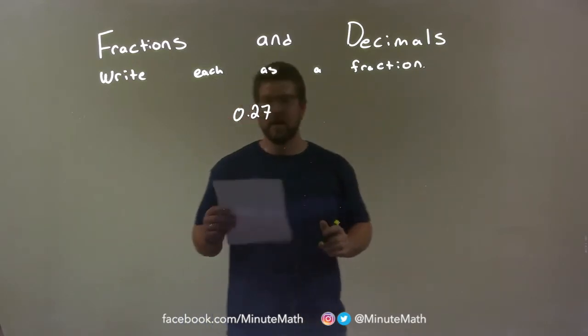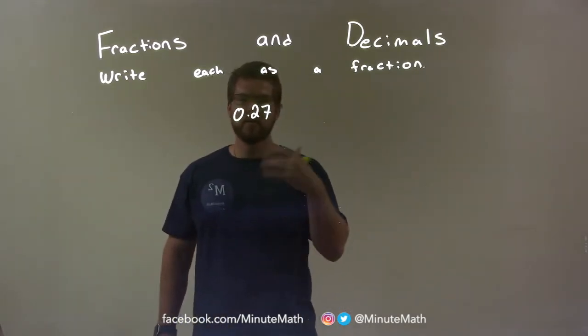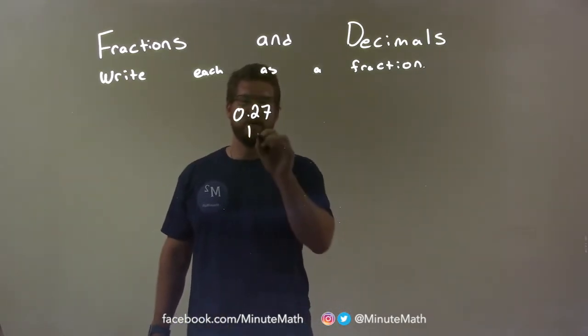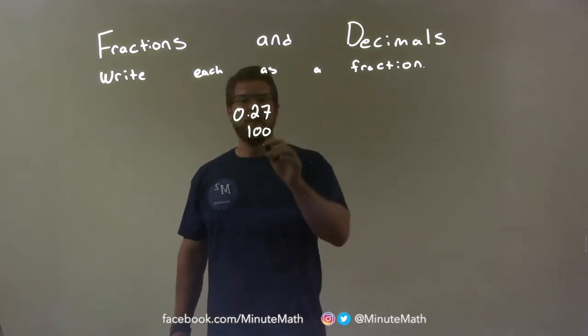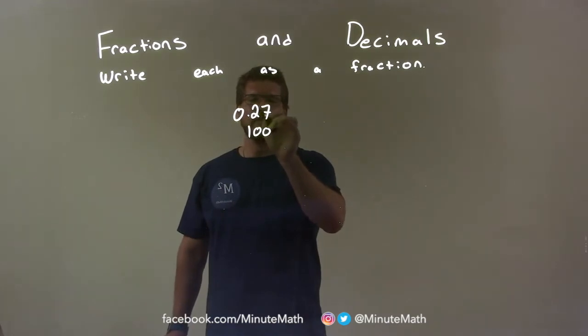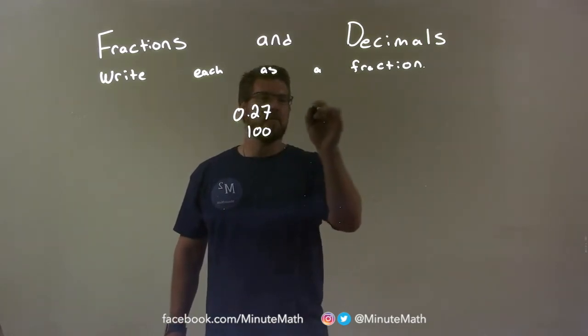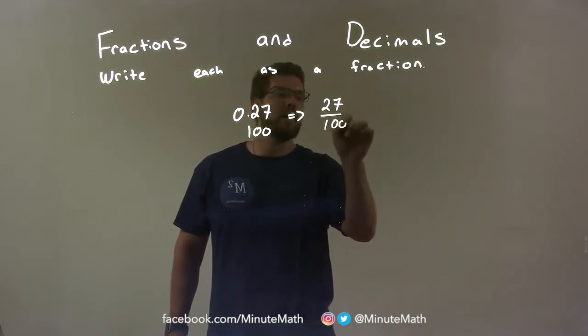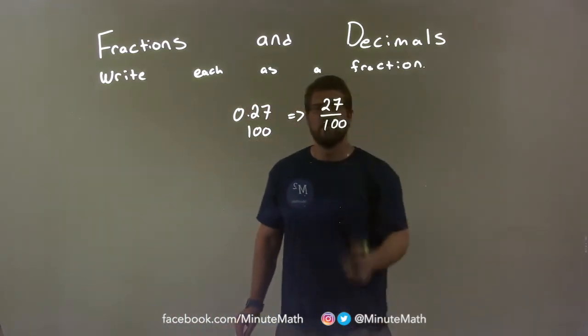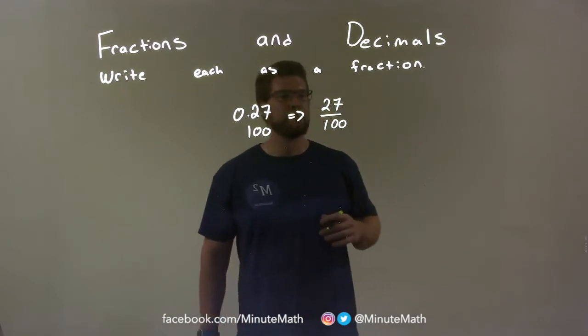0.27, okay? Well, 0.27, my little trick is I put a 1 where the decimal is and zeros for each one afterwards, okay? Well, right there, I have 0.27 and then the 100, right? So that's the same thing as saying 27 over 100, okay? So now I have this fraction, but can I simplify?